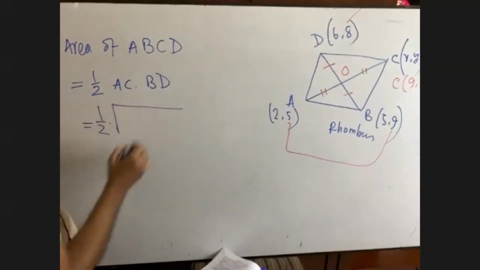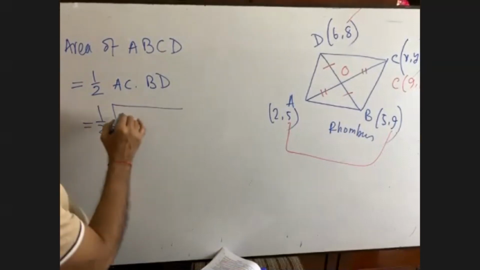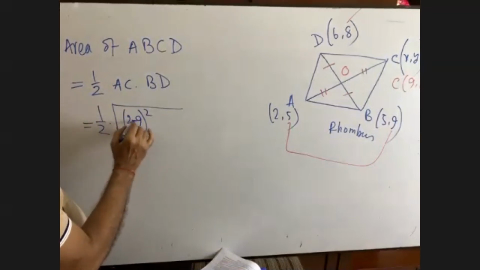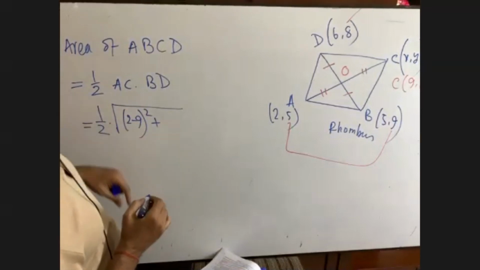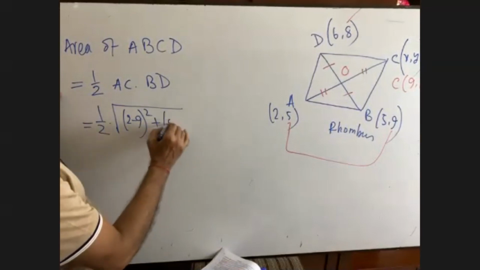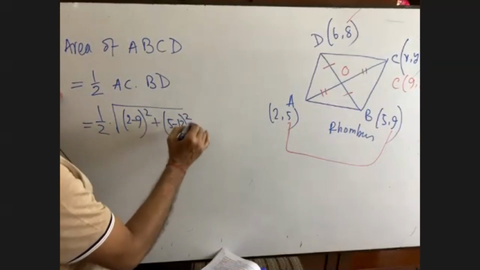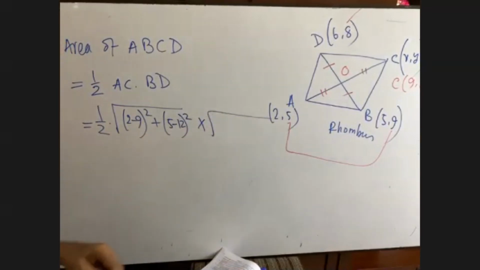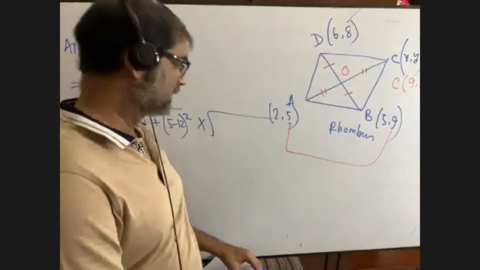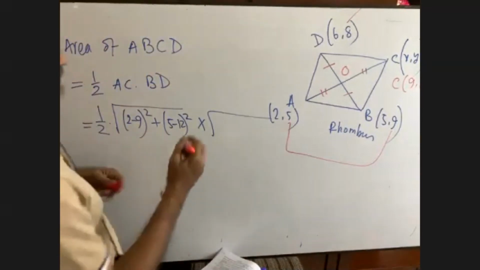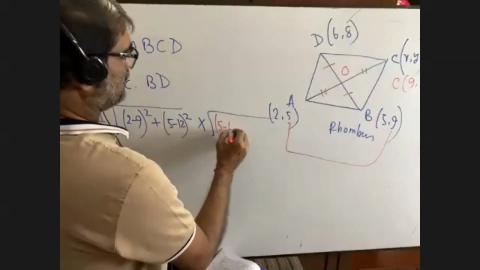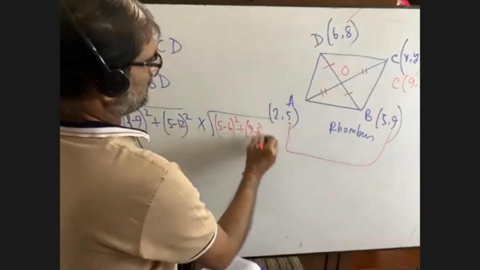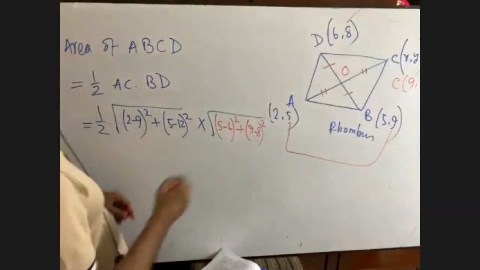Now, what is AC? Let me know. Root over 2 minus 9 whole square plus 5 minus 12 whole square, into root over. Now go for finding BD. 5 minus 6 whole square plus 9 minus 8 whole square. Okay?